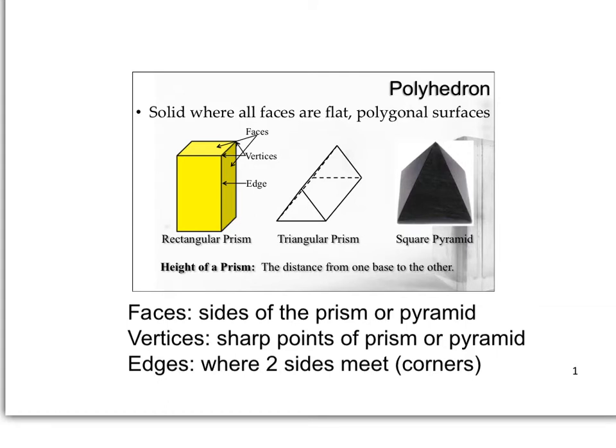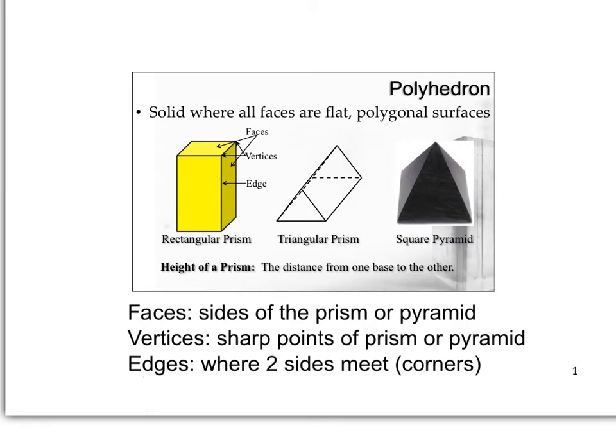Polyhedrons are made up of three things. They're made up of faces, vertices, and edges. Faces are what we call the sides of the prism, or in this case, the sides that you can touch. Vertices are the sharp points of the prism or the pyramid, and the edges are where two sides meet, or they're the corners of a pyramid.